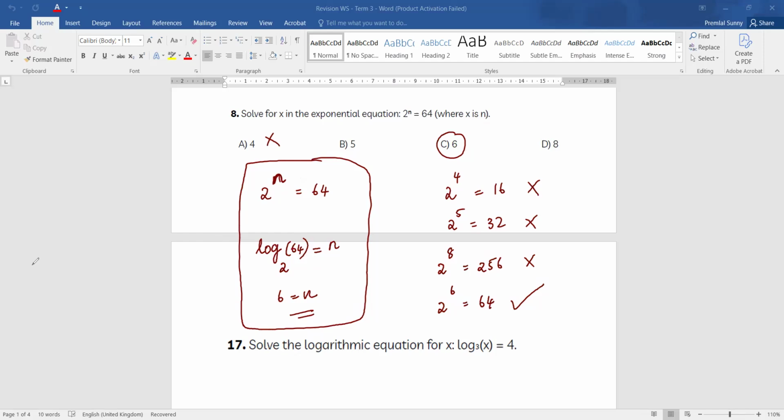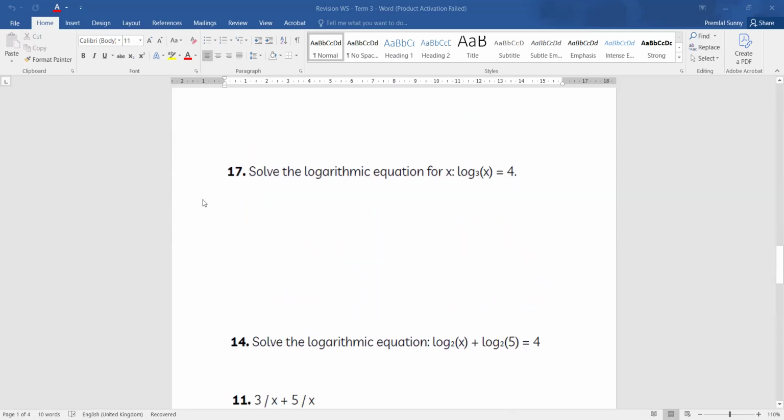Now moving on to the next one, we have to solve the logarithmic equation for x. Log to the base 3 x is equal to 4. In one of the previous questions, I have already explained how to convert logarithm to exponential. We use the cross method. So just draw a cross line. So 3 is getting connected to 4. So 3 to the power of 4 is equal to x.